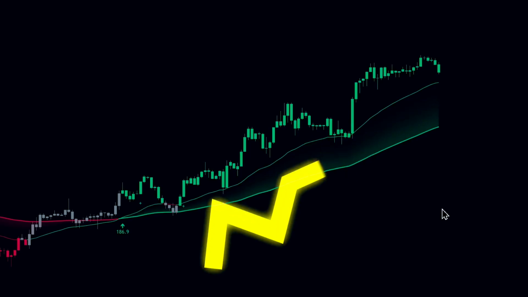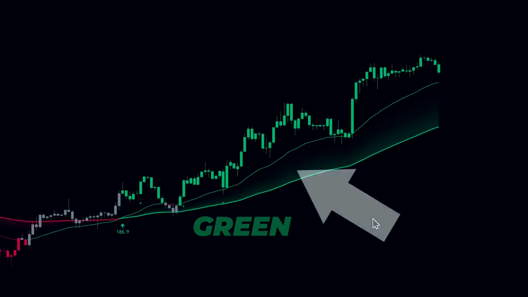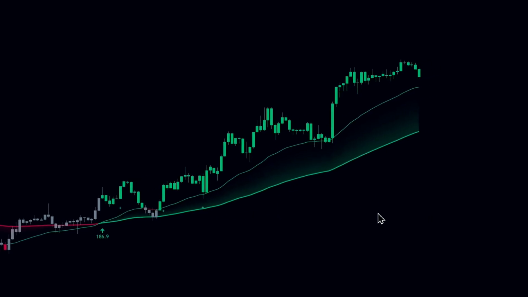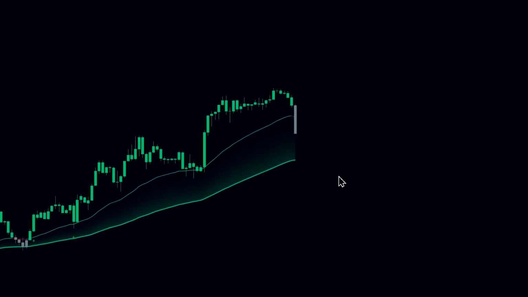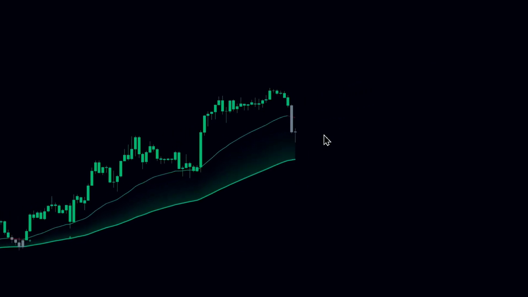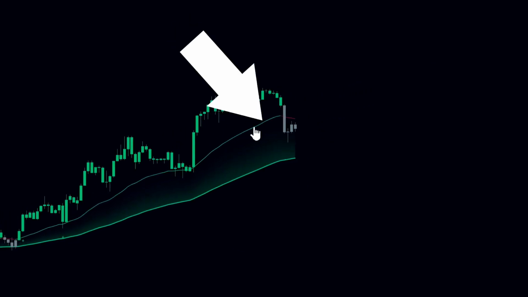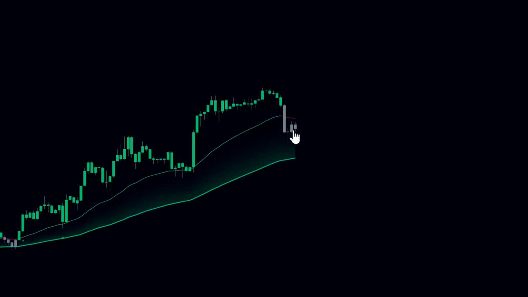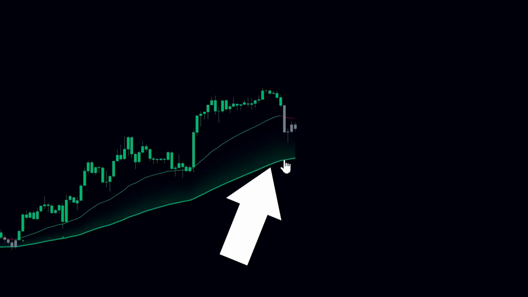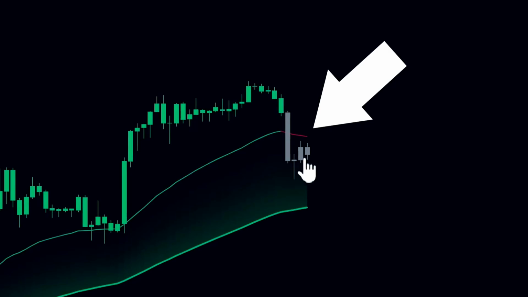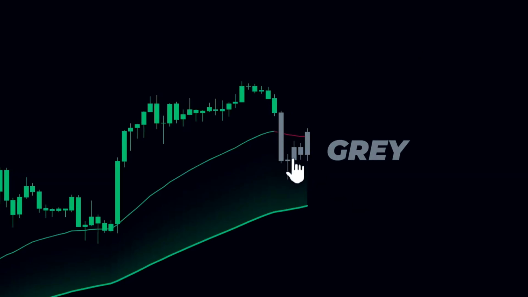Step 1, confirm the trend. Look for a bullish trend with green trend levels and upward price movement. Step 2, identify the pullback. A pullback occurs when the price temporarily moves down with some candles opening and closing below the fast common filter, but not below the slow common filter. These candles will turn gray.